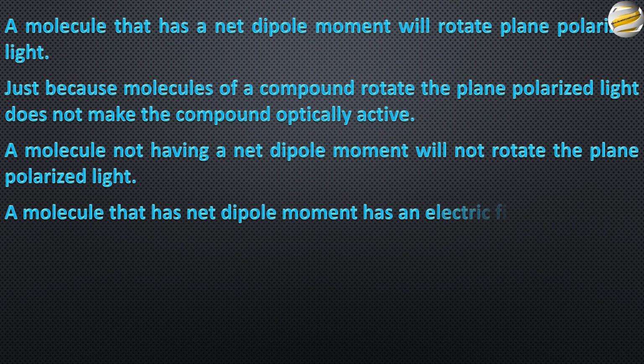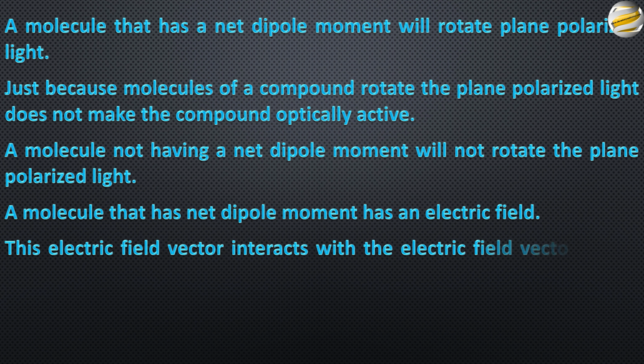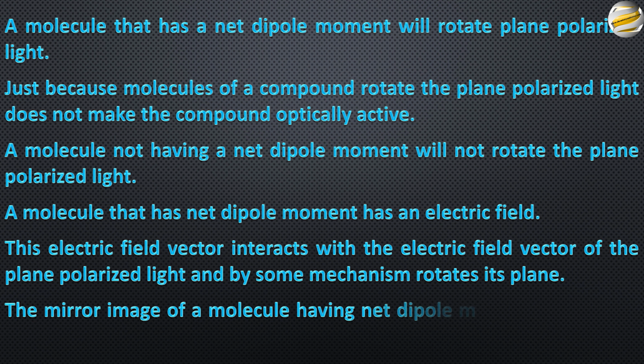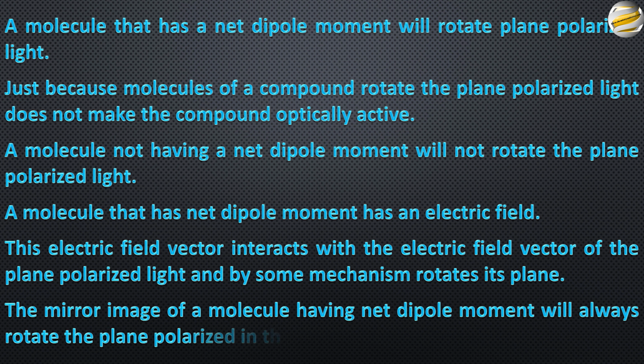A molecule that has a net dipole moment has an electric field. This electric field vector interacts with the electric field vector of the plane polarized light and by some mechanism rotates its plane. The mirror image of a molecule having a net dipole moment will always rotate the plane polarized light in the direction opposite to that of the molecule.